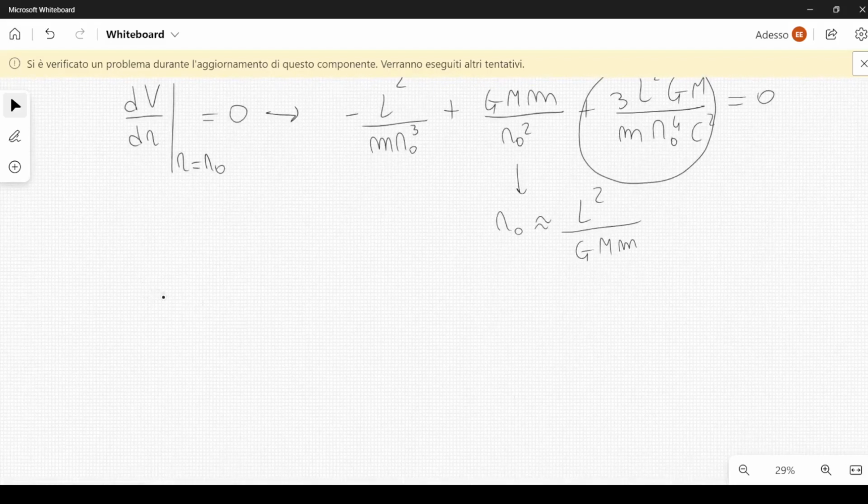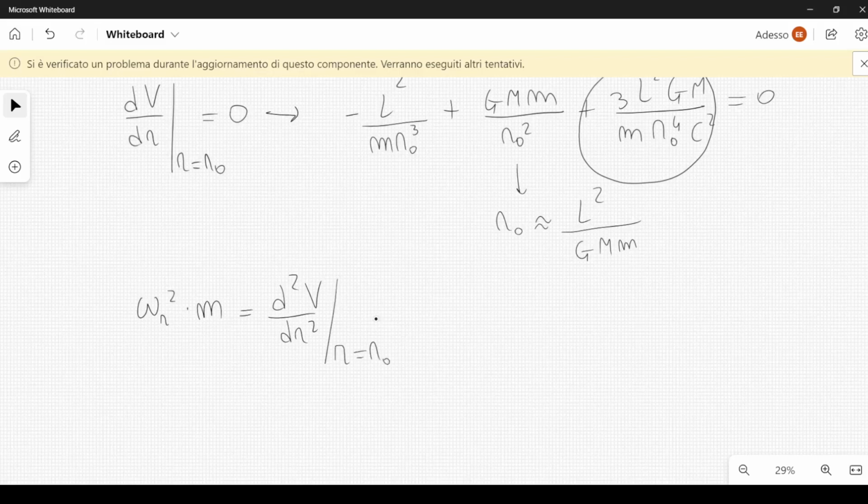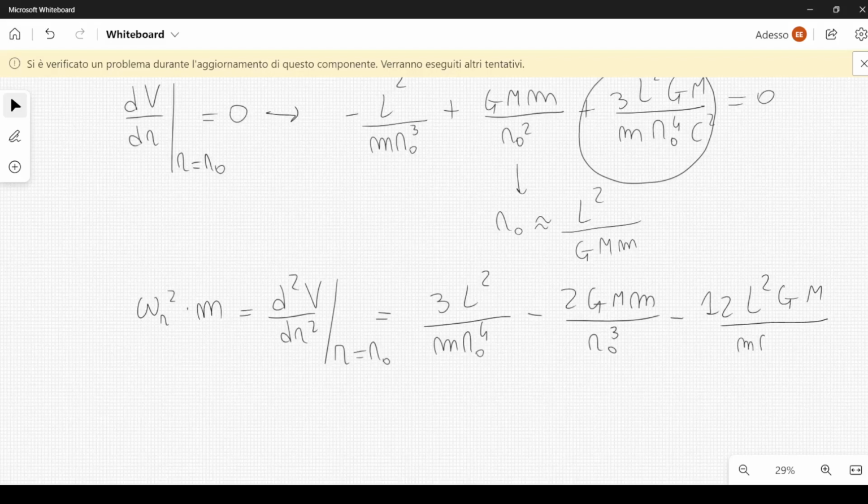And then we also need to calculate the second derivative of the potential, because if we calculate the second derivative, we can find omega r squared multiplied by the mass m. So this is equal to the second derivative of the potential with respect to r. And we are going to evaluate it at r equal to r0. So if you do the computation, you get 3 L squared divided by m r0 to the fourth power minus 2 G capital M lowercase m divided by r0 cubed minus 12 L squared G capital M divided by m r0 to the fifth power c squared.